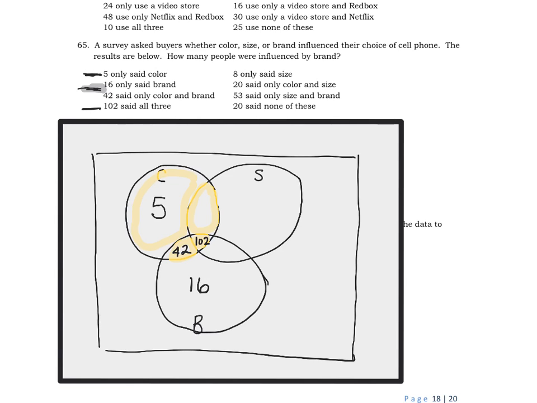Okay, 8 said size. 8 only said size, so these people said size and nothing else. Okay, 20 said only color and size, so they just said color and size. They did not include the brand there. 53 said only size and brand. I think you're getting the idea here. And 20 said none of these.